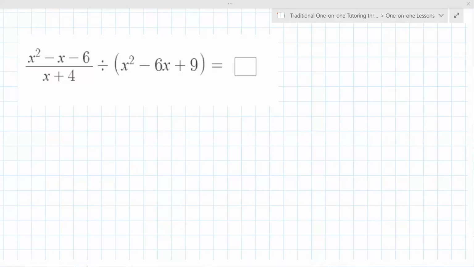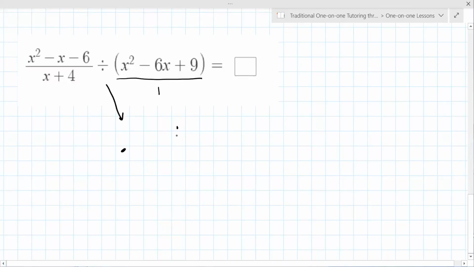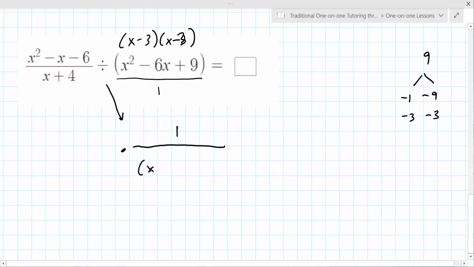Okay, on the right here, this is actually this whole thing over 1. So when you change it to multiplication, you're going to put a 1 up top. And then you're trying to find two numbers that multiply to 9 but add up to negative 6. Do either of these add up to negative 6? Negative 3. Yes. Negative 3. This happens to be what's called a perfect square trinomial, but that only matters if you're identifying these things.